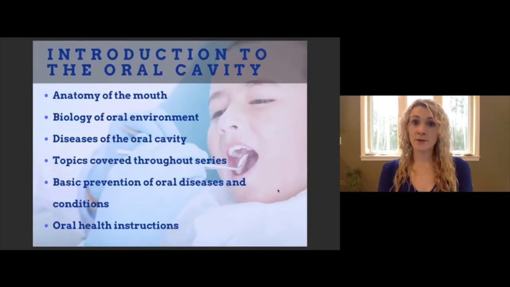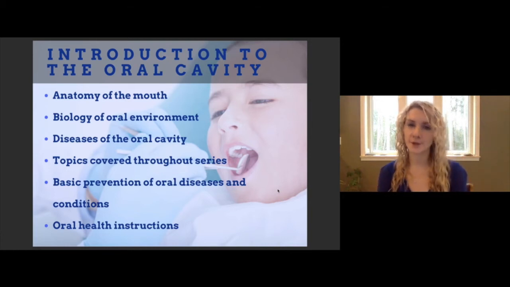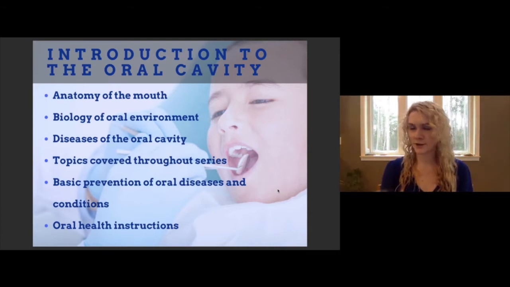So today we'll review an introduction to the oral cavity, and this includes the anatomy of the mouth, the biology of the oral environment, diseases of the oral cavity, topics covered throughout this series, and basic prevention of oral diseases and conditions along with oral health instructions. It's never too late to relearn how to brush your teeth.